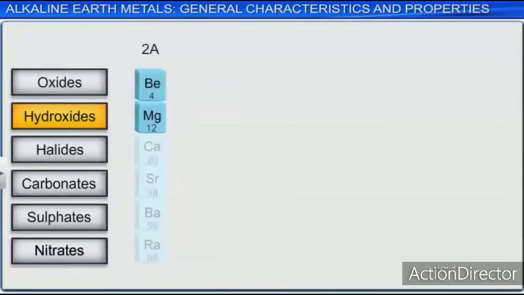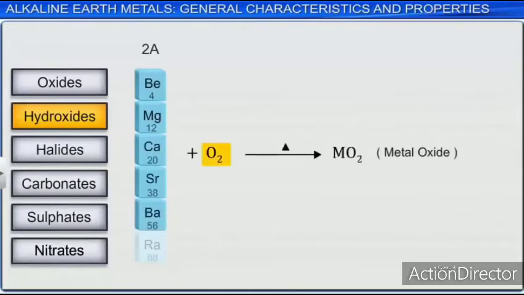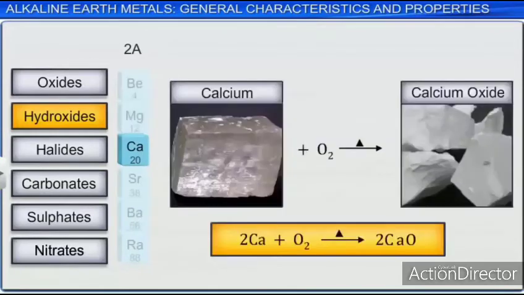Beryllium and magnesium do not react with oxygen at normal temperature due to the formation of an oxide film on their surface. When burned in oxygen, the group 2 metals form metal oxides. For example, burning calcium in the presence of oxygen forms calcium oxide.